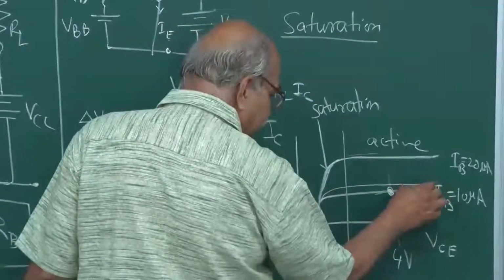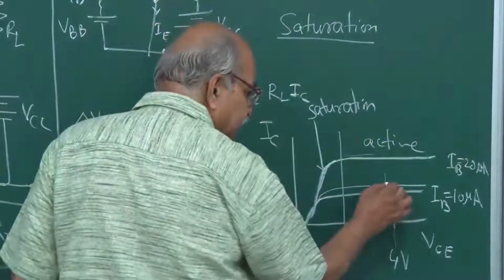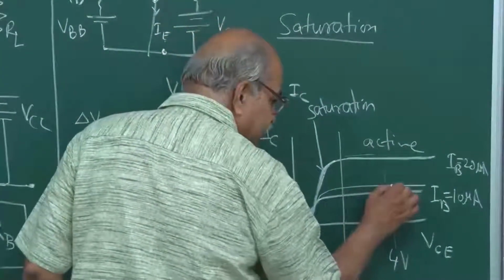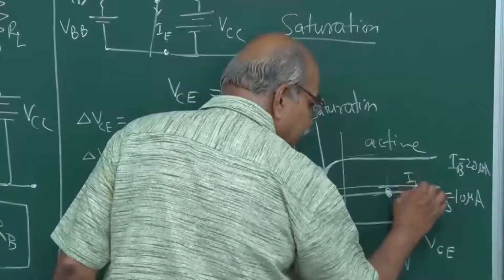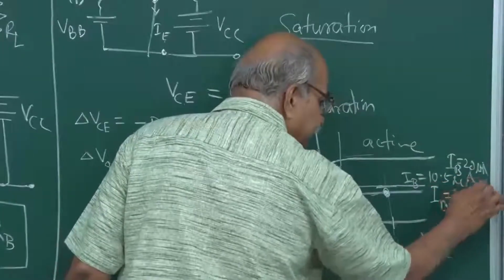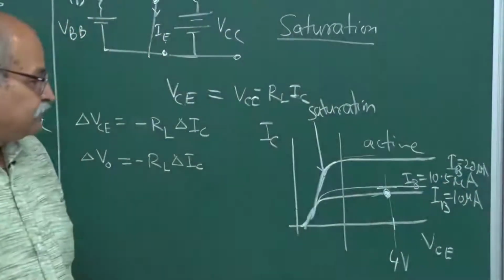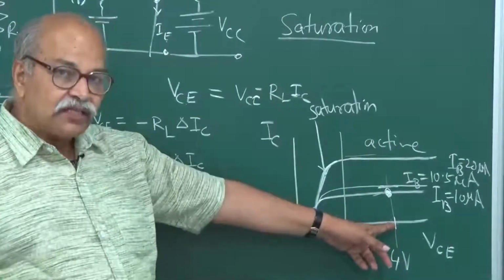Your transistor operation was represented by this point, now it will be represented by a point on this characteristic, which corresponds to that IB equal to the changed value, say 10.5 microampere or whatever. Okay. What happens to this VCE? That also changes.